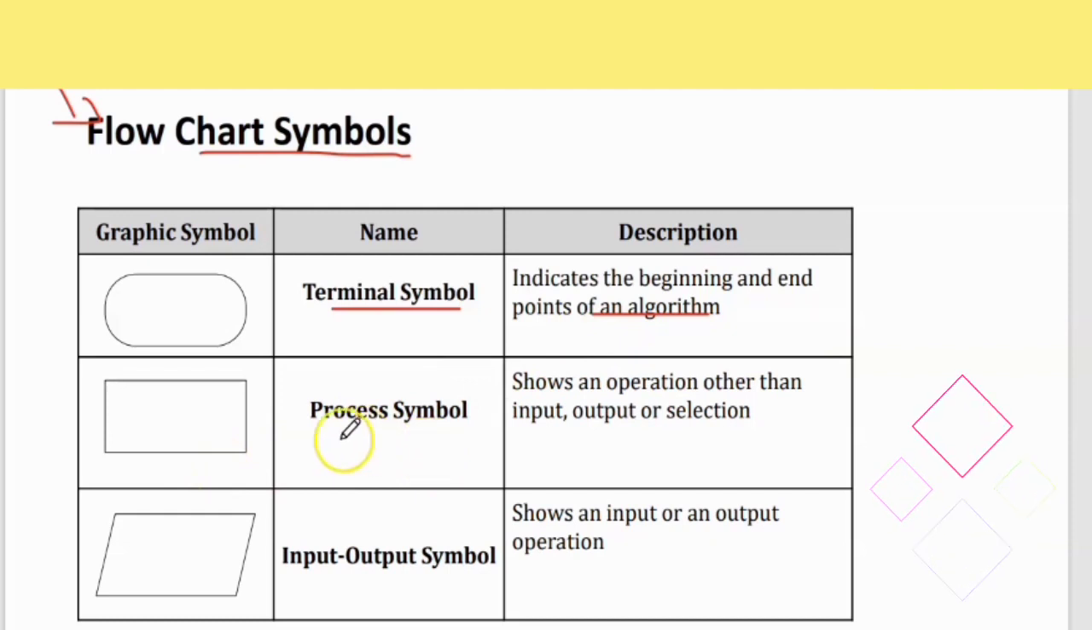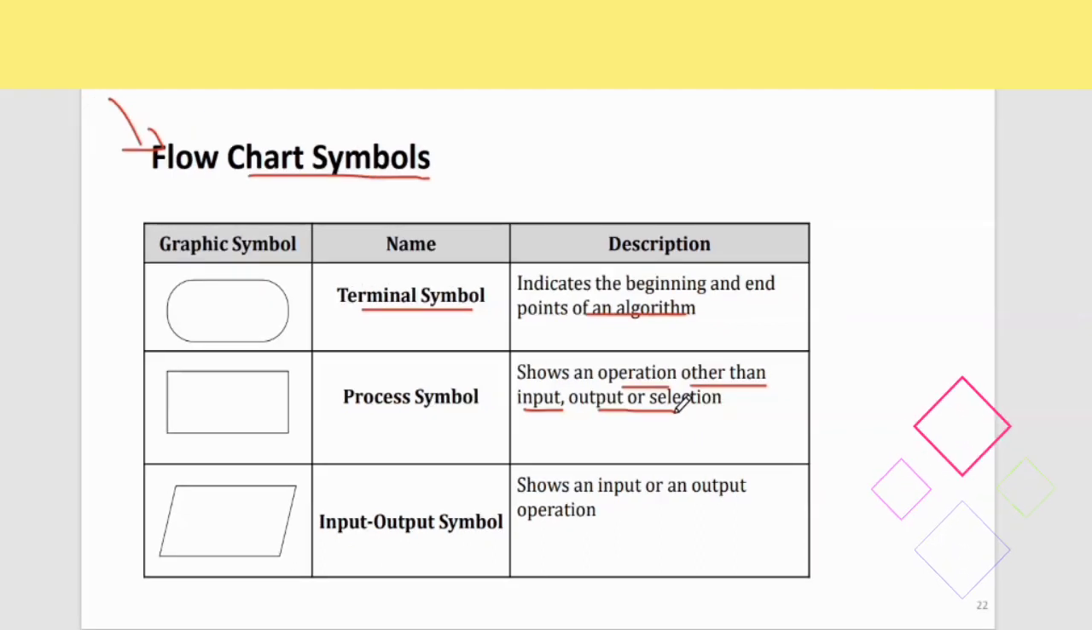Second, we have the process symbol. This one is a rectangle shape. It shows an operation other than input, output, or selection. So the process symbol represents a set of operations that change the value of data. Number 3, we have the input output symbol. This one is a parallelogram shape that shows an input or an output operation. Each symbol, remember, should contain the keyword read or display and what is to be read or to be displayed.